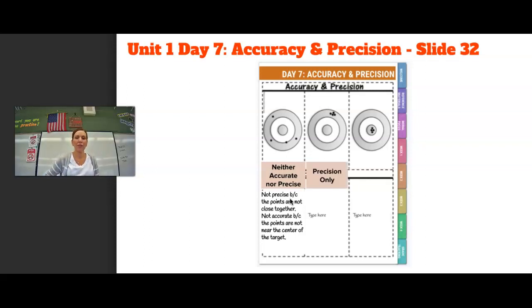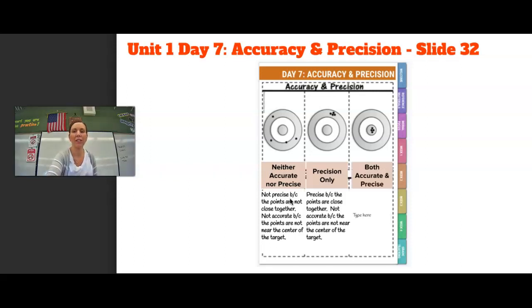Our next target only shows precision. So we can see that those arrows hit the target very, very close together, but they didn't hit the center of the target. So these would have precision because those dart hits are close together, but it would not have accuracy because it didn't hit the center of the bullseye.